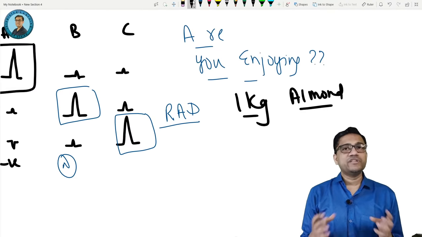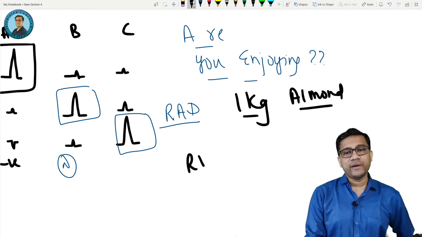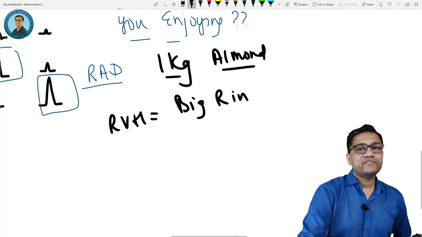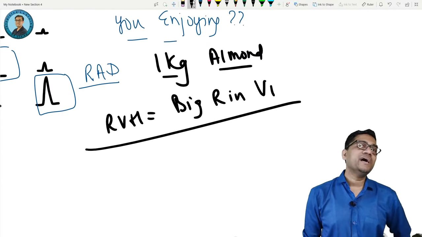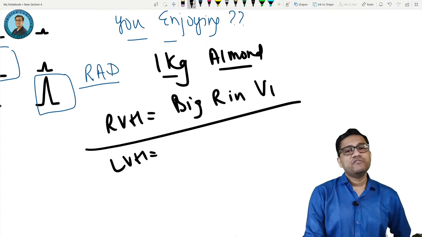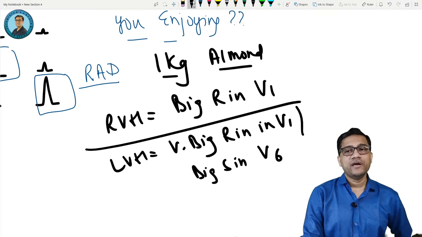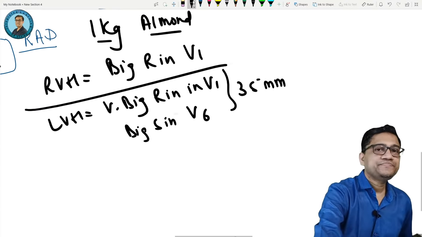Hypertrophy is done. What are the main criteria? If you see a very big R in V1, most likely it is right ventricular hypertrophy. The criterion is a big R in V1. And for LVH, a very big R in V1 and V2 and a big S in V5 and V6. How much? 35 mm. Easy?